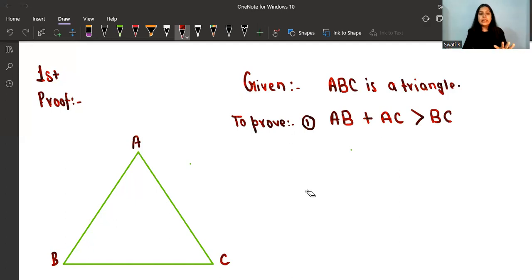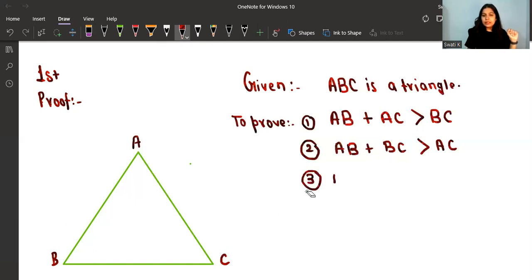So here I have taken AB plus AC, but someone can also take AB plus BC. And if I'm taking AB plus BC, that should be greater than AC. There is one last condition. If I take AC and CB, that should be greater than AB. So these are the three conditions.